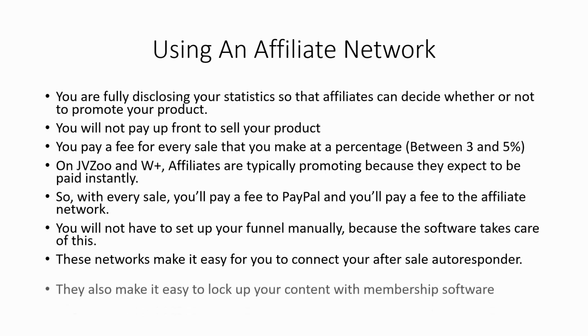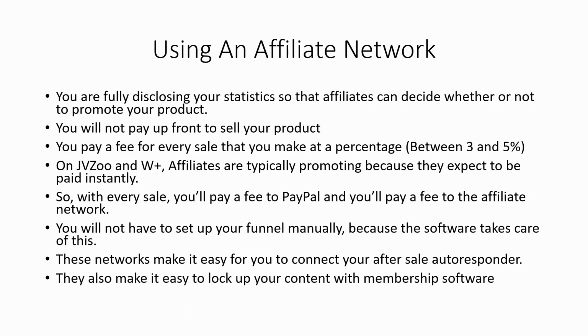Right now, what an affiliate network does, it also makes it easy to lock up your content with membership software. So in other words, let's say you're going to use something like Wishlist Member. Well, there are areas of these affiliate networks where they will use the API to connect to the membership software. Right, so using an affiliate network makes it easy for you to lock up your content if that is what you're going to do.